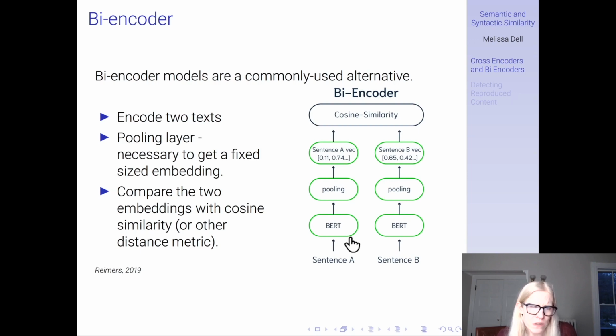And so a commonly used alternative is a bi-encoder model. We encode two texts separately. So we pass text A and text B through BERT or whatever transformer-based language model you prefer to use. And that's going to give us a representation for each of the tokens. Then those representations are pooled. So we just take the mean average representation because we need a fixed size representation, right? If a sentence has 5 tokens, there'll be 5 hidden states output for those tokens. If it has 7 tokens, there'll be 7 hidden states output. To compare those two sentences, we need a fixed size representation.